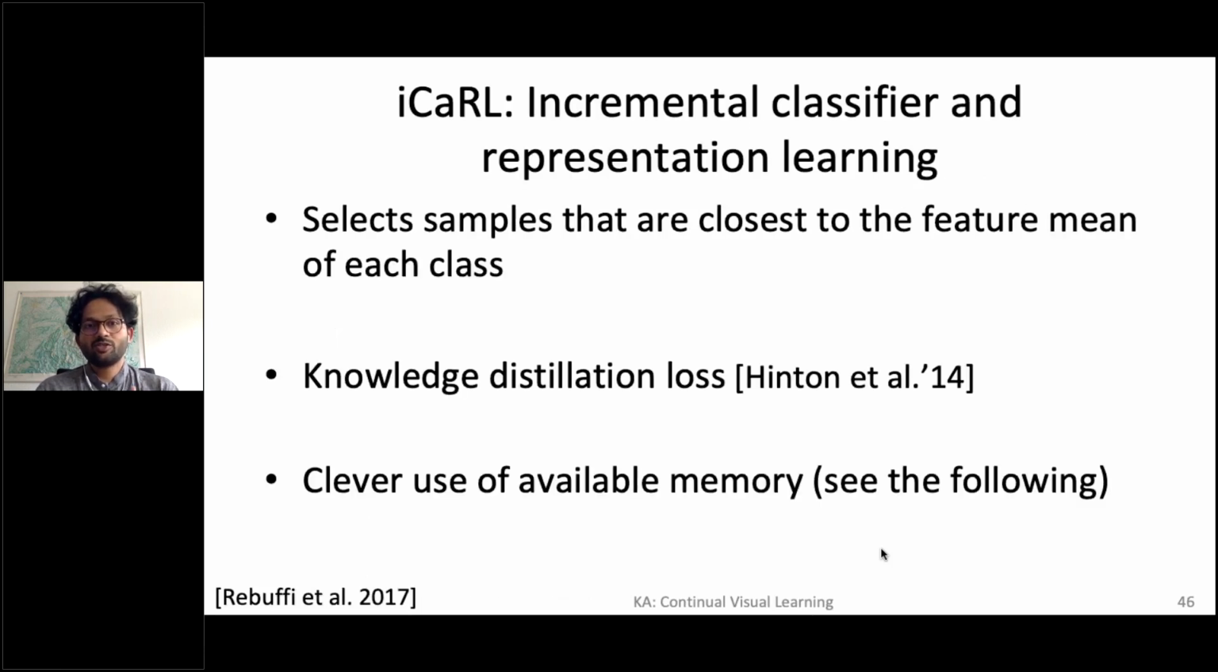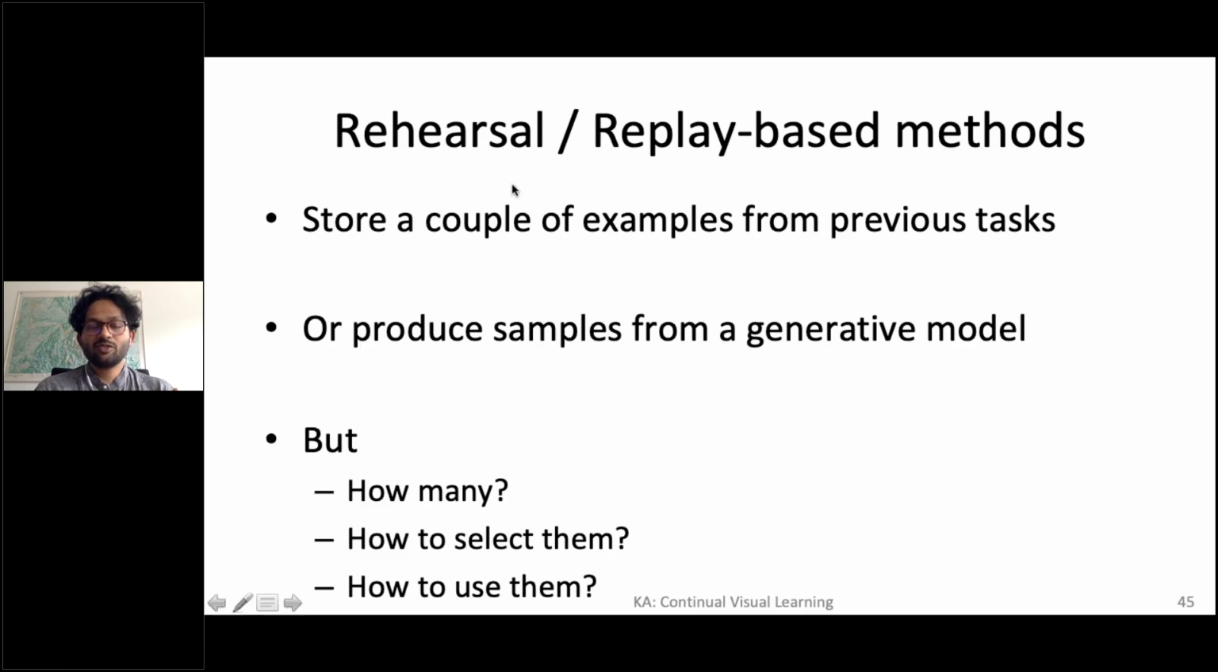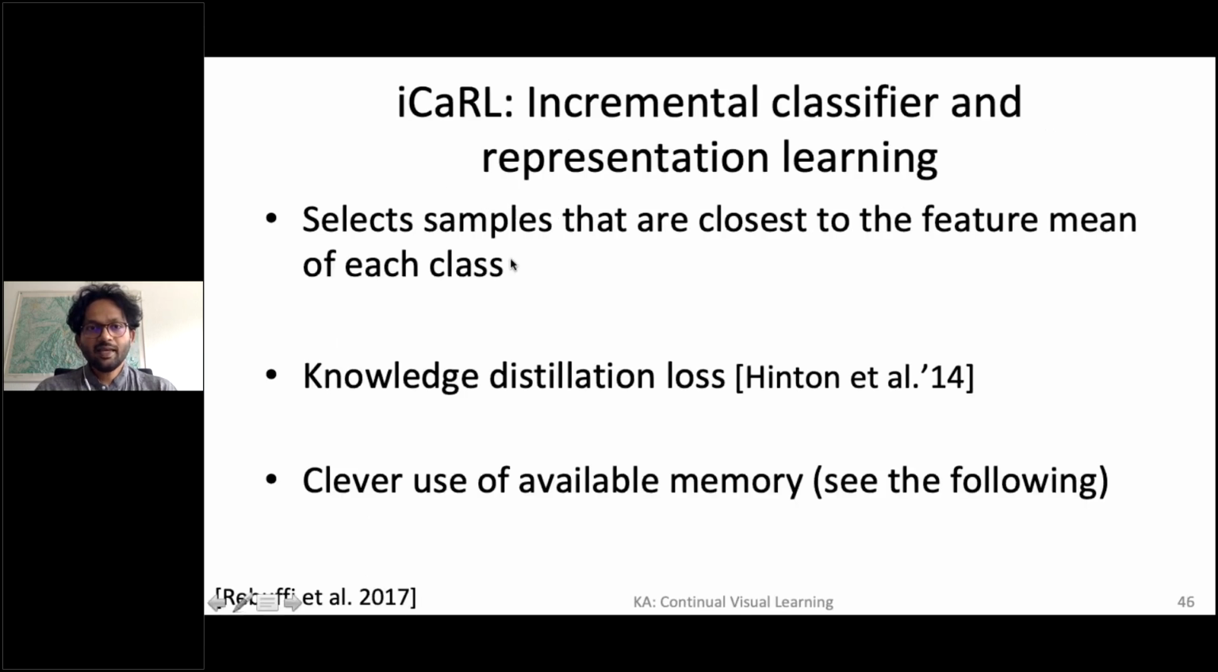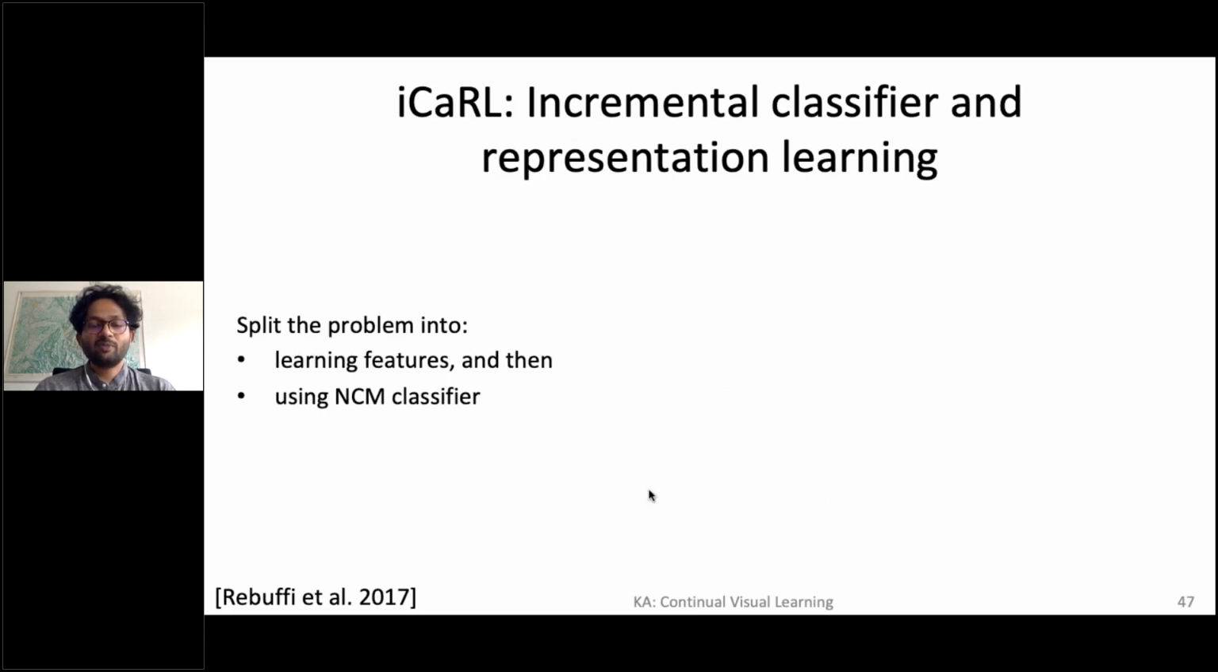So here is one approach called iCaRL from just over 5 years ago now. It's the first type of approach, where it stores a couple of examples from the previous tasks. It defines ways of selecting samples that are closest to the feature mean of each class. I'll explain this method in a little bit of detail. Then it uses the same idea of knowledge distillation that we had. And it has an interesting use of the memory, of how many of these samples you're going to store. But before that, this approach first splits the problem into 2 stages.